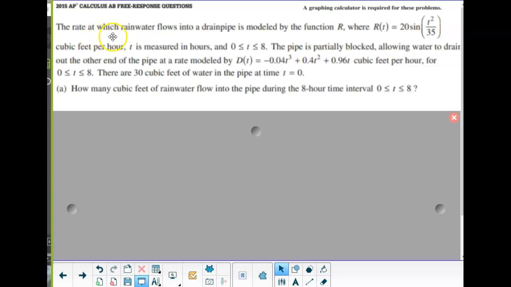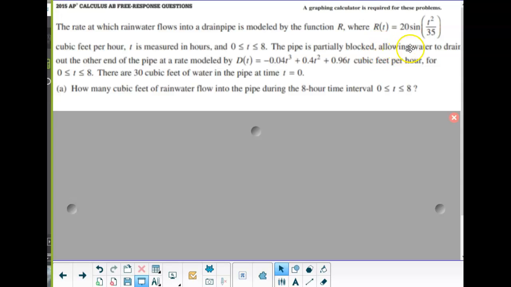So let's look here. The rate at which rainwater flows into a drain pipe. Notice right there, water is flowing in. So that's a rate in problem. Is being modeled by the function r of t. Look at how crazy r of t is. Okay, this is definitely a calculator problem. And it says it's going to be cubic feet per hour. T is measured from 0 to 8. All right, so we're basically looking at the first 8 hours. This is how the rain goes in.